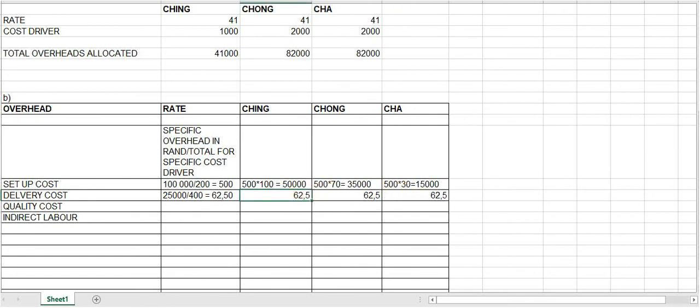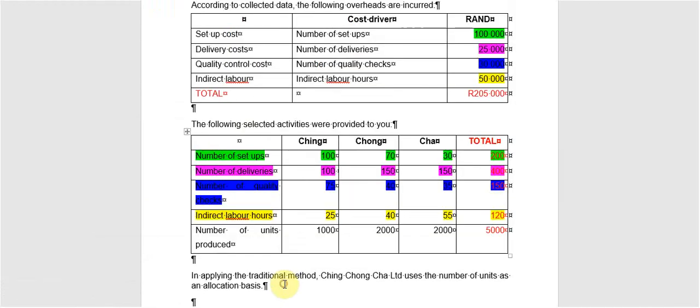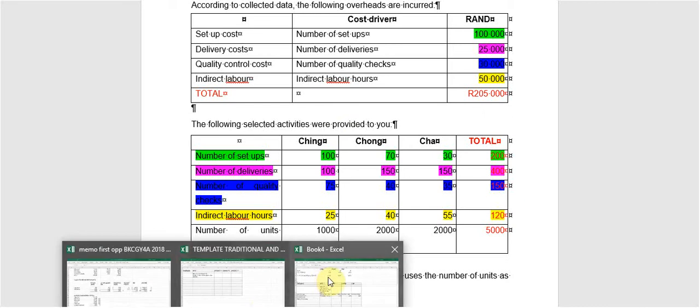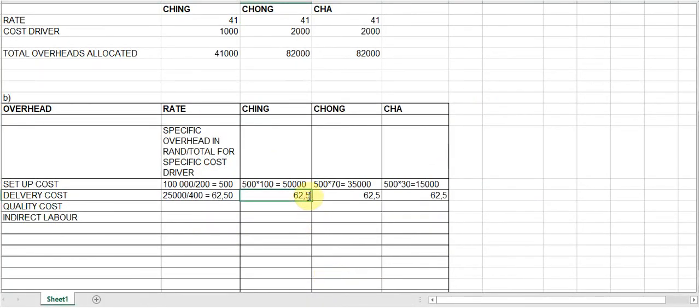And then I am multiplying it by the cost driver of delivery cost for each product. Going back to my question, I can see for deliveries, for Ting, it's 100. For Cha, it's 150, and for Chong, it's also 150. Going back to my memo, I am going to multiply. So I multiply by 100, I multiply by 150, and I multiply by 150.